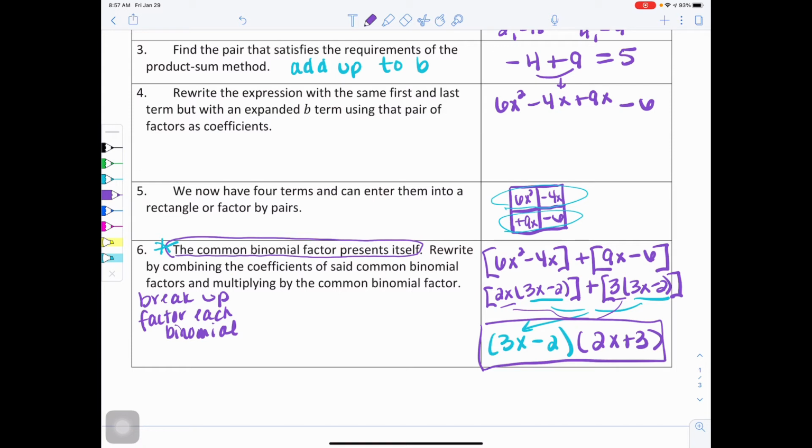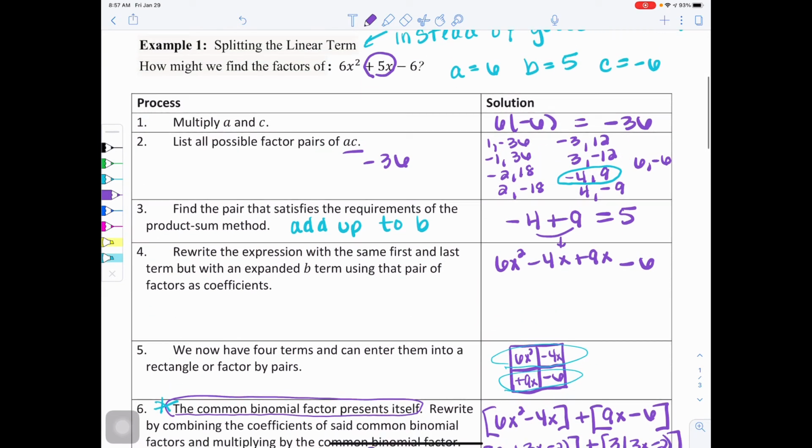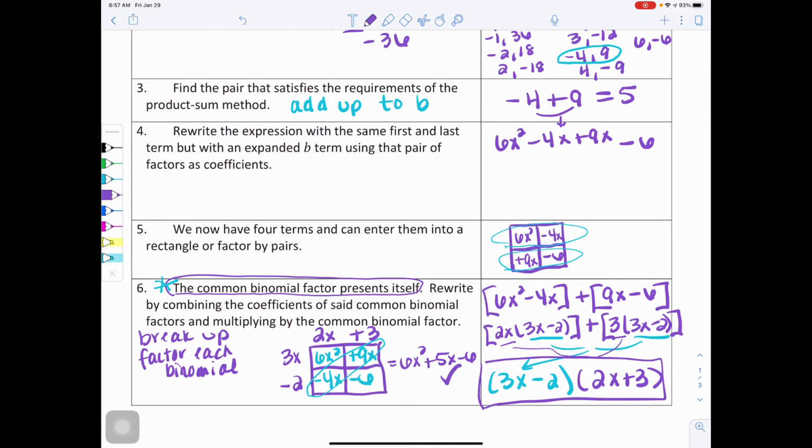Now, if I want to double check to make sure that it works, remember I could come over here, set up my boxes, and actually multiply it out. 3x minus 2, 2x plus 3. 3x times 2x would be 6x squared. 3x times 3 would be 9x. Negative 2 times 2x would be negative 4x, and negative 2 times 3 would be negative 6. So then if I were actually to combine those terms, I'd have 6x squared plus 5x minus 6, which if we go back up, matches the trinomial that we had before. So this checks and it's okay.